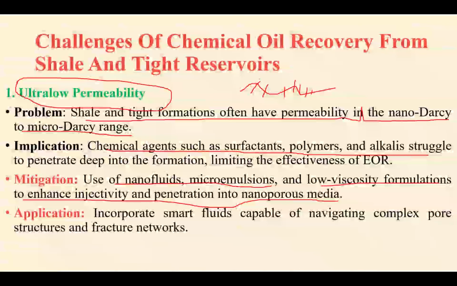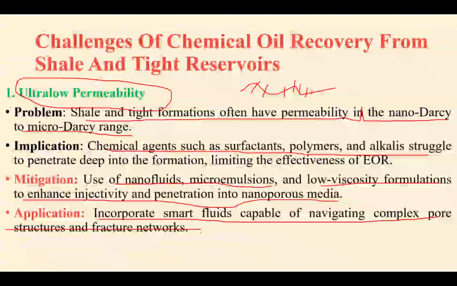So significant lab study is required. Then incorporation of the smart fluids capable of navigating the complex pore structure and fracture network. So that is basically smart. What do you mean by smart fluids?